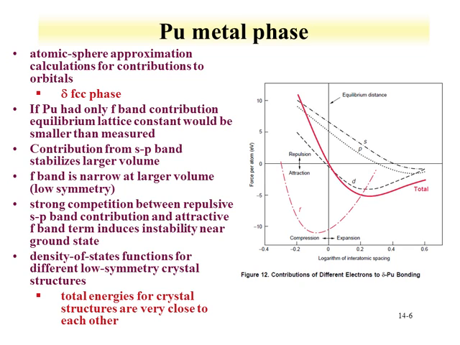An example of the mixing of different electron orbitals in the development of plutonium metal can be shown here with delta plutonium, which has the FCC phase. The total contribution is shown in this solid red line. Now, if plutonium was only consistent with the f electron band, the measured lattice constant would be smaller than observed. It would be dominated by the f band. The contribution from the s and p bands, which are shown here, stabilizes larger volumes, and the f band is narrow at larger volumes. So if we look over here, we see that it gets narrower.